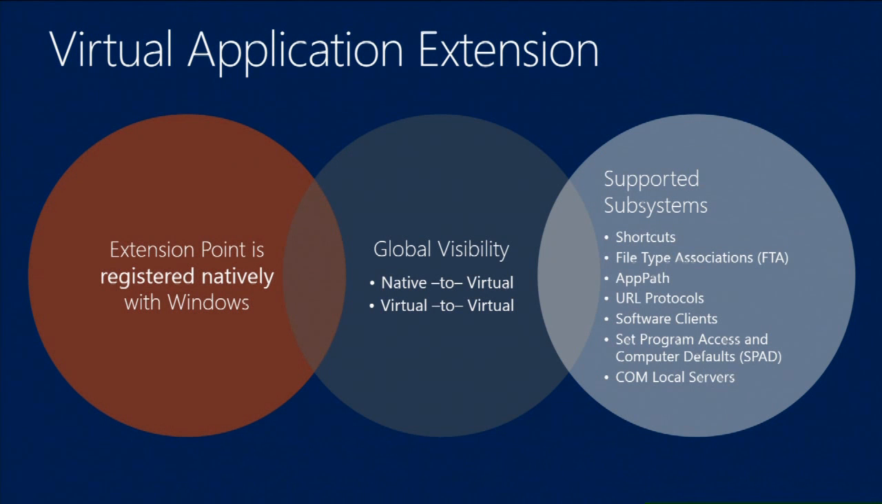So of these, the first two obviously are supported in 4.6. In 5.0, we've added a number of others. And the last one is actually one of the most promising, I think, which is COM local servers. For example, if a package has a COM local server in it, it can register natively on the system and then be used by either other virtual applications or native applications. So it's a great way to deploy this.